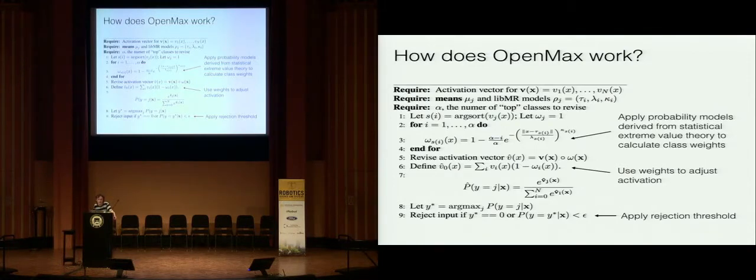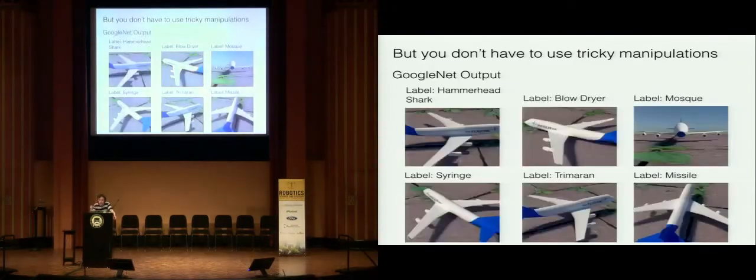Once you have good calibration, you can then adjust your weights accordingly and then apply a threshold to reject these unknown inputs. And it makes up for this deficiency. Is it perfect? No, it's a good step in the right direction. But there are further complications I'd like to mention when it comes to open set style evaluation.